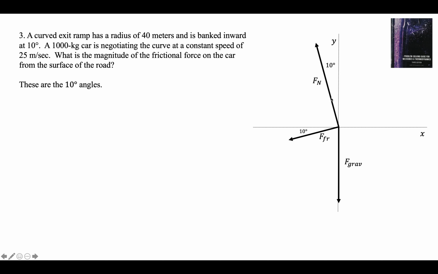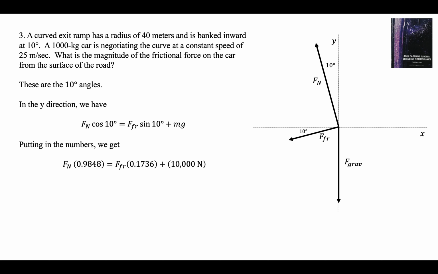Now we're going to do F equals ma in the y direction and F equals ma in the x direction. In the y direction, F normal cosine 10 degrees, that's this vector right here, has to balance frictional force sine 10 degrees and gravity. The upward forces balance the downward forces. Fn cosine 10 degrees balances Fr sine 10 degrees and mg. We can put in the numbers for sine and cosine of 10 degrees, and we can put in mg. M is 1,000, g is 10 newtons per kilogram. That's all we can do with that.